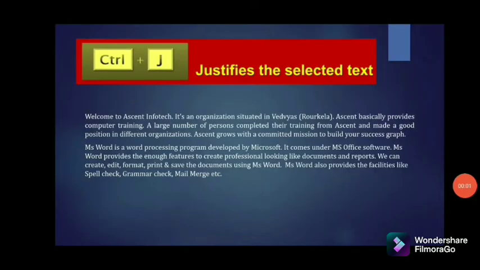Control J is used to justify the selected text. You select the text, then press Control J. It will try to make all the lines of the selected text equal. Just to see, the first paragraph has been justified by Control J.